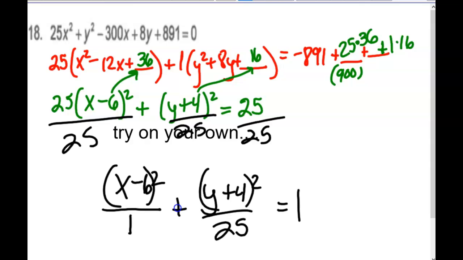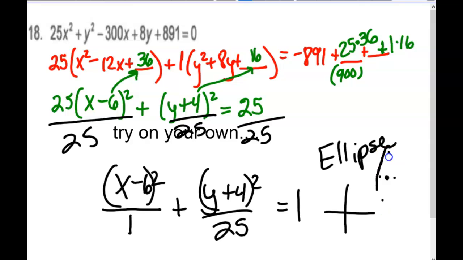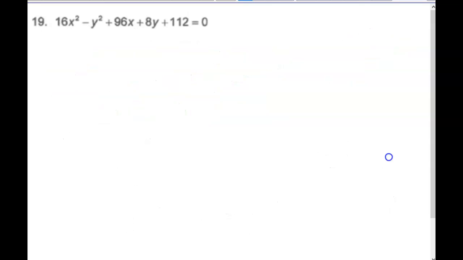What is this? It is still an ellipse because it has a plus in the middle. It would be very long and skinny going which way? Yes. Okay. It would be over here centered at 6, 4. Going left and right only 1, but up and down 5. So it would be very long and skinny that way. Smooshed. Okay. Number 19. Does anybody see what the problem is going to be here?